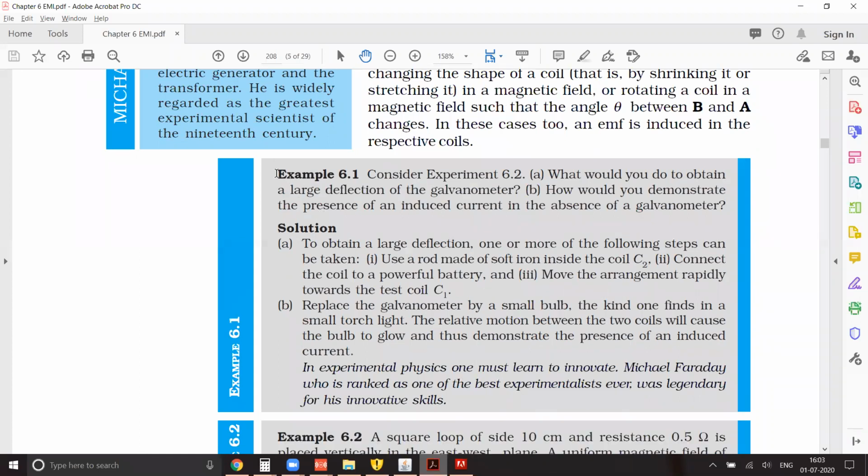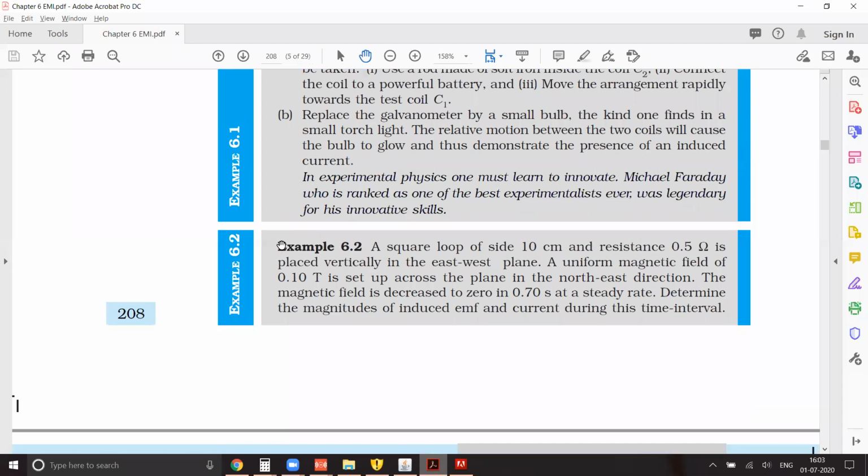See, this question we will discuss later. Let's start with example 6.2. So what is the example stating? There is a square loop of side 10 centimeter and a resistance of 0.5 ohm, placed vertically in the east-west plane. A uniform magnetic field of 0.1 Tesla is set up across the plane in the northeast direction. The magnetic field is decreased to 0 in 0.7 seconds at a steady rate. Wherever you see steady, it means average. Determine the magnitudes of induced EMF and current during this interval.